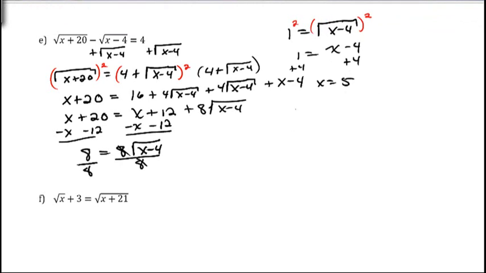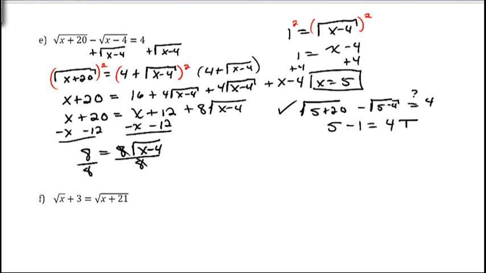So before I put my square around it, I just want to check to make sure that that really works. So that'd be the square root of 5 plus 20 minus the square root of 5 minus 4. Does this end up giving us 4? And so this is the square root of 25, which is 5. This is the square root of 1, which is 1. And 5 minus 1 actually is 4. So the solution that we got does work. So at that point is when I would put my box around it.